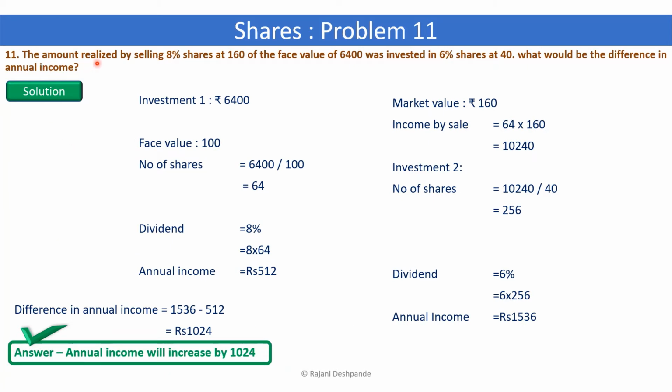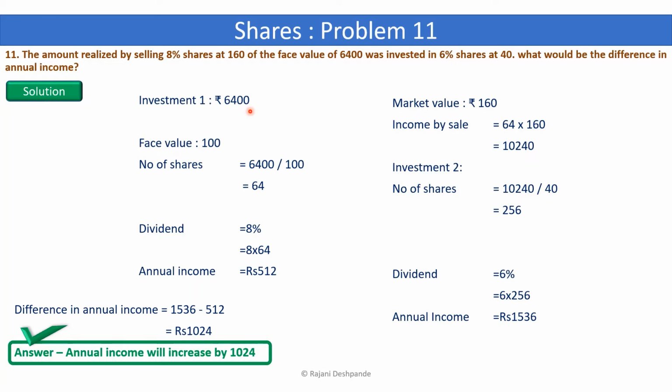The amount realized by selling 8% shares at 160 of the face value of 6,400 was invested in 6% shares at 40. What would be the difference in annual income? So in this case, we have invested rupees 6,400.